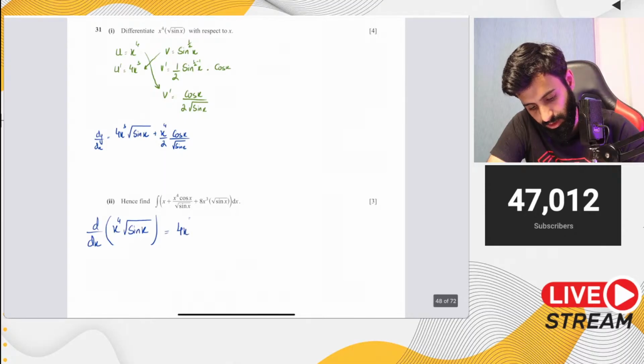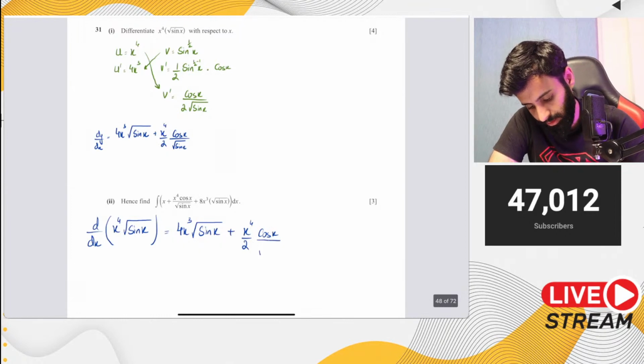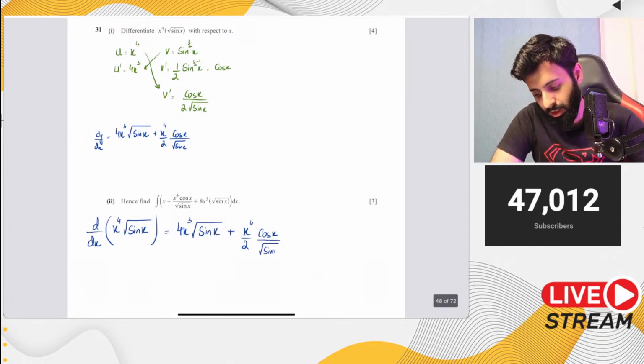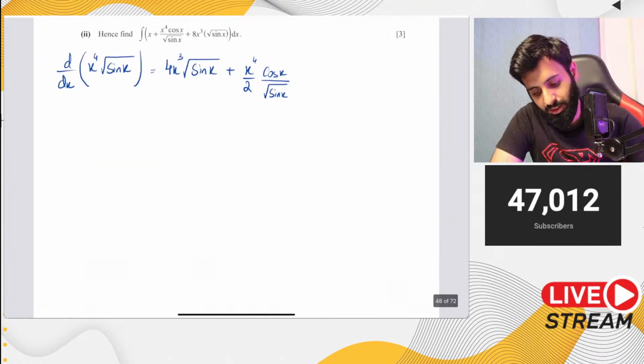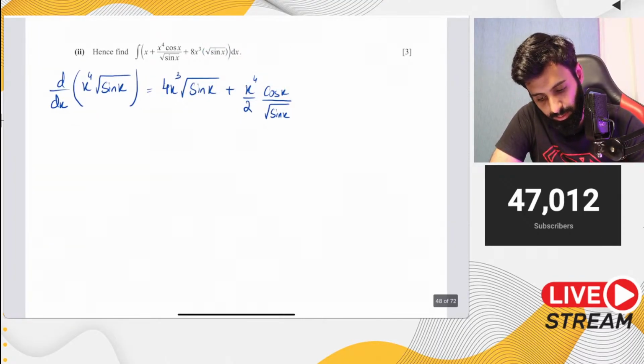We get 4x cube square root of sine x plus x power 4 upon 2 cos x upon square root of sine x. So that means from part 1 only, here's what we can conclude.